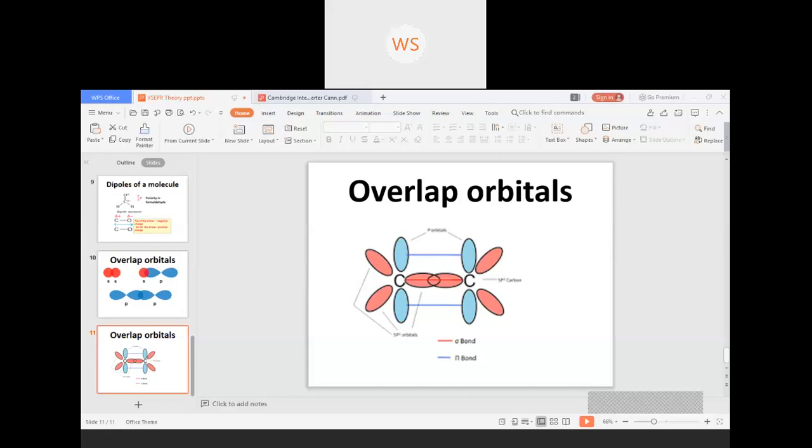Okay. When you draw the dot and cross diagram, usually in the question the diagram is given and we just have to state the angle and shape. The question is asking what is the size of the angle and the shape of the molecule. That's it.